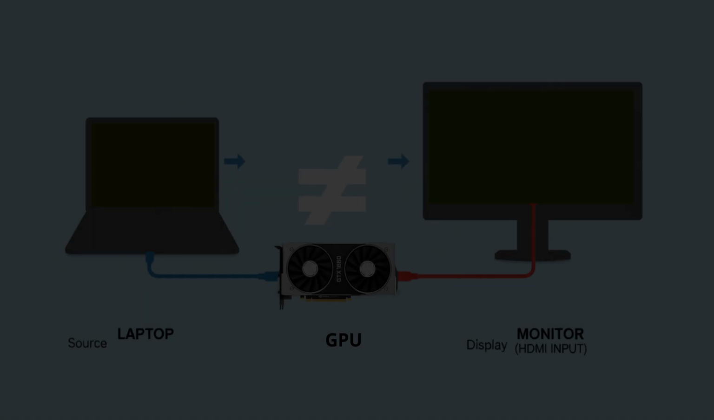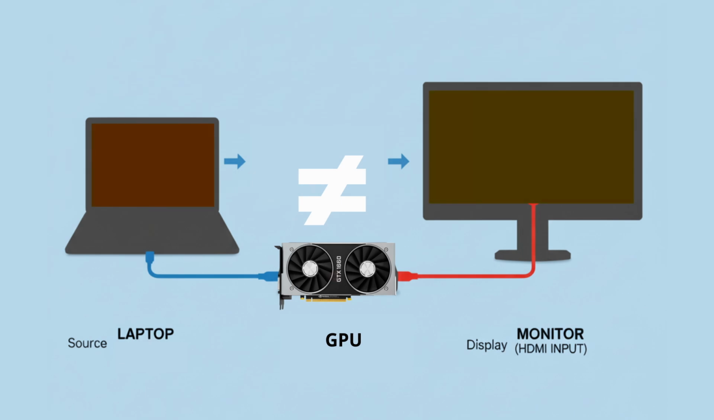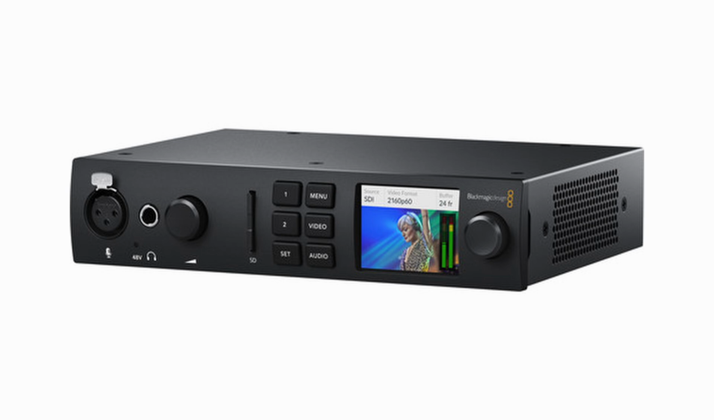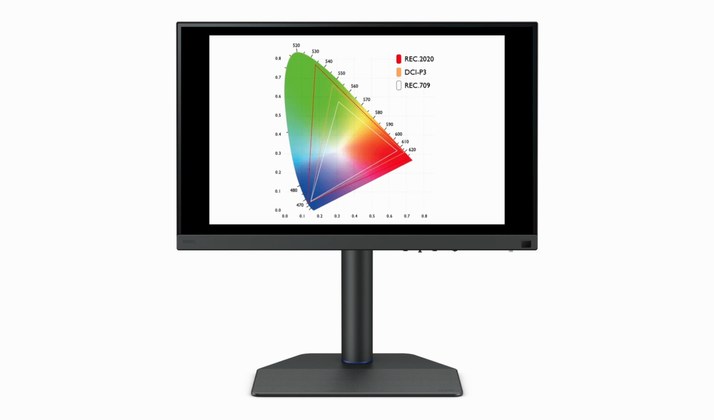When viewing colors from your computer via your HDMI output, they are being changed by your GPU. As is being illustrated here, the colors are close, but to accurately grade, they have to be precise. To solve this problem, we add an interface such as an UltraStudio 3G for 1080 HD resolution or an UltraStudio 4K Mini. Additionally, we use a monitor that is capable of displaying 100% of the Rec. 709 or similar color space.